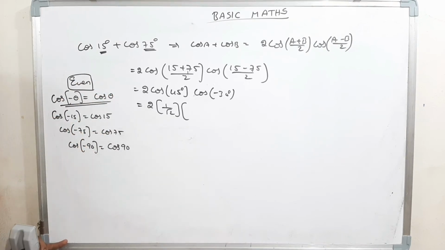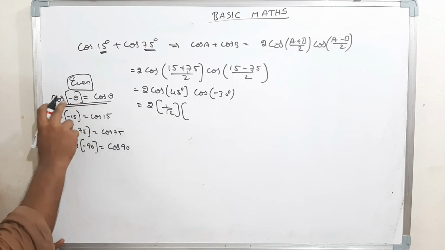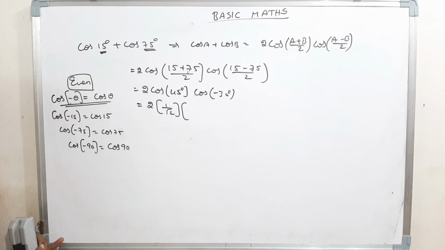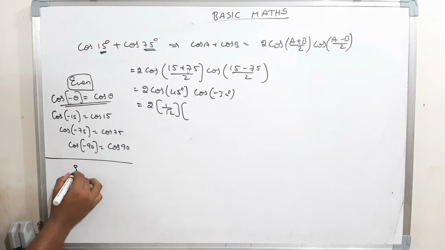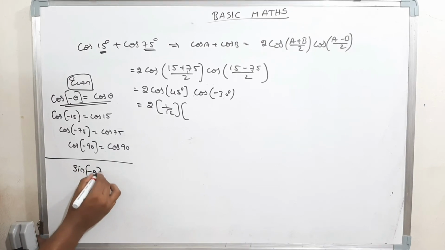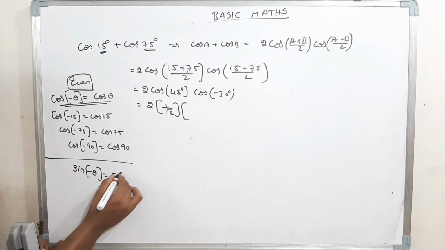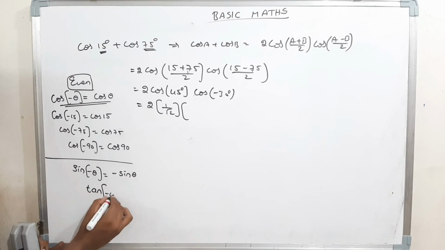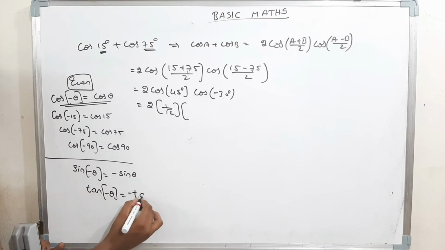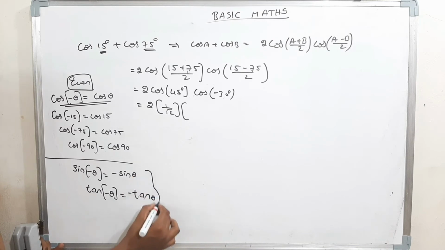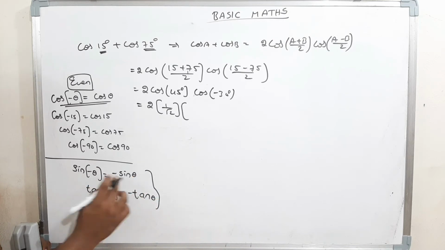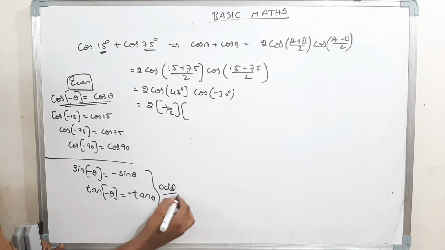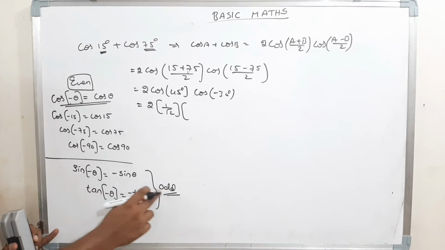We will see what is even function and what is odd function just after 2 minutes. For present, just remember cos of minus theta is equal to cos theta. When it comes to sine, sine of minus theta is equal to minus sine theta. When it comes to tan, tan of minus theta is equal to minus tan theta, because tan and sine are odd functions.